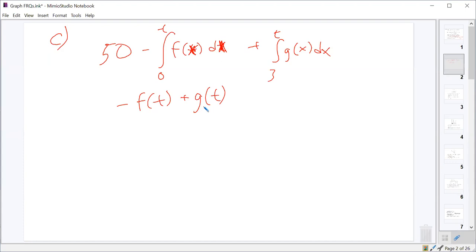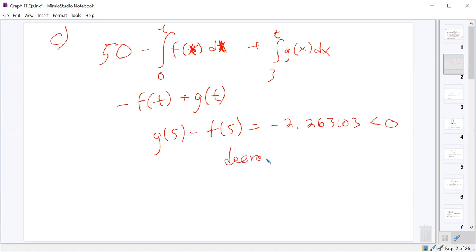All we have to do is figure out if g of 5 minus f of 5 is positive or negative. According to this formula, g of 5 minus f of 5 is negative 2.263103. That's less than 0. Therefore, the number of pounds of bananas on the table is decreasing, because the rate is negative.